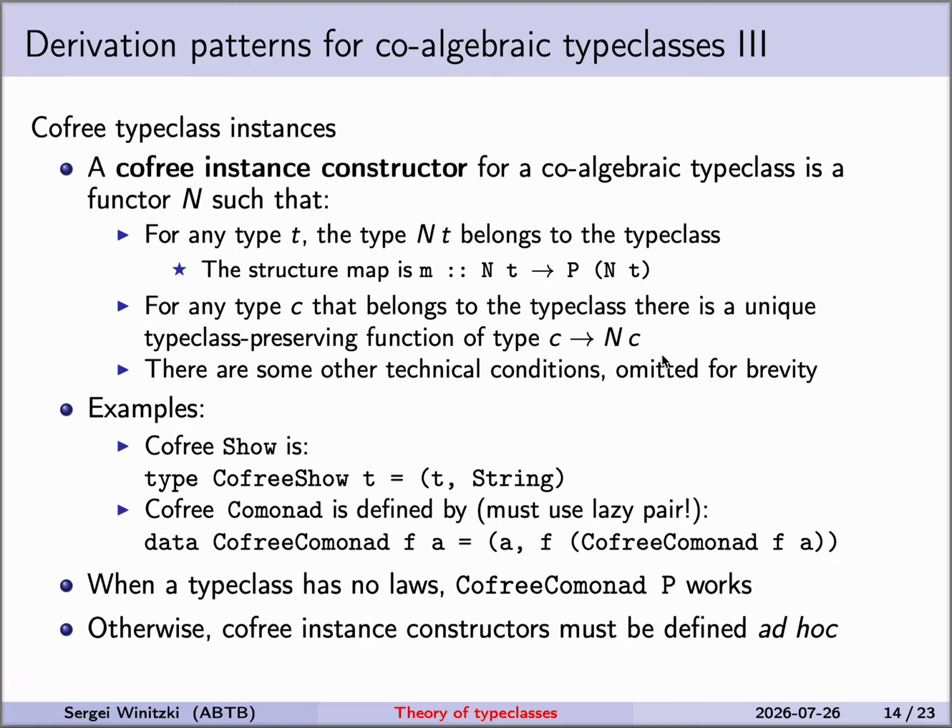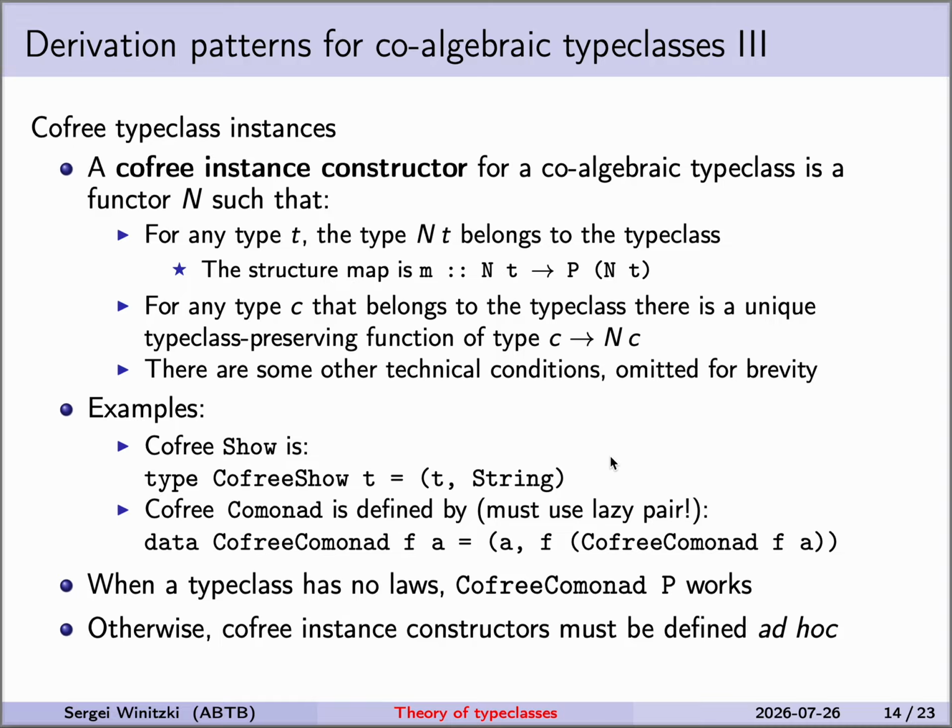And here are some examples. So cofree show, for instance. Show is the co-algebraic type class, so we can create a cofree instance of show by just wrapping it like this. And then to show this, you just take the second part of this tuple, you ignore the first part. Maybe not exactly very useful, but cofree type class instances are generally much less useful than the free ones, because the free ones are something from which you can compute stuff.